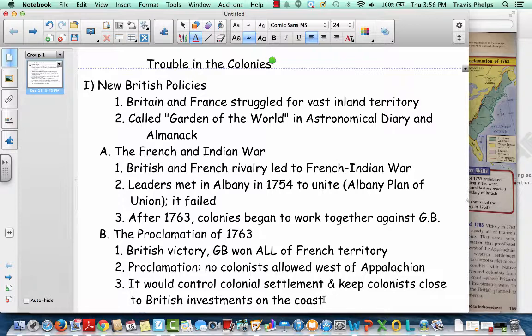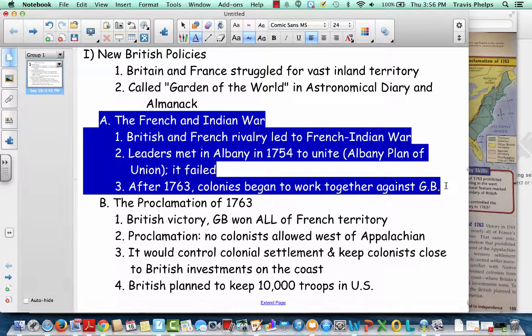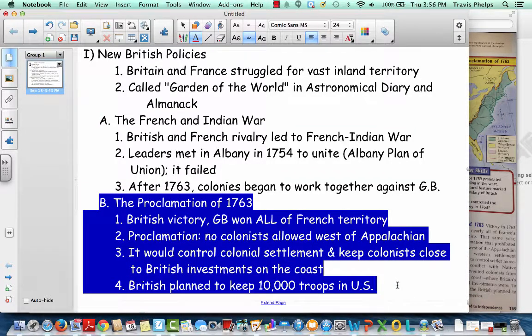Now, if you notice, I still think there's one more important thing here that's not showing up here. And that 4th important thing is that the British planned to keep 10,000 troops in the U.S. Just to keep this in order to enforce this. So now if you notice the part A over here, there were only 3, but here in part B there are 4. And that's, you have to use your judgment.